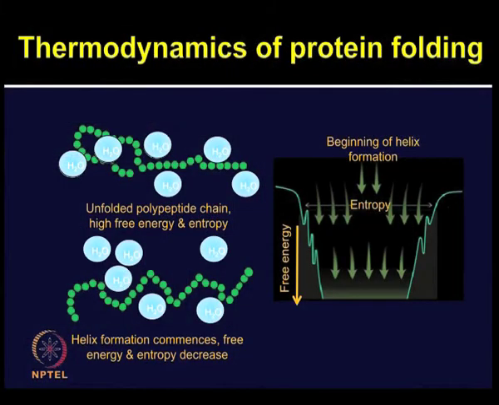So, if you look at an unfolded polypeptide chain, the amino acids have been joined together by peptide bonds, but they have not yet formed their secondary or tertiary structure. So, this conformation has the highest free energy and entropy. The amino acids in the polypeptide chain start interacting by means of hydrogen bonds across the polypeptide backbone in order to initiate the folding process.